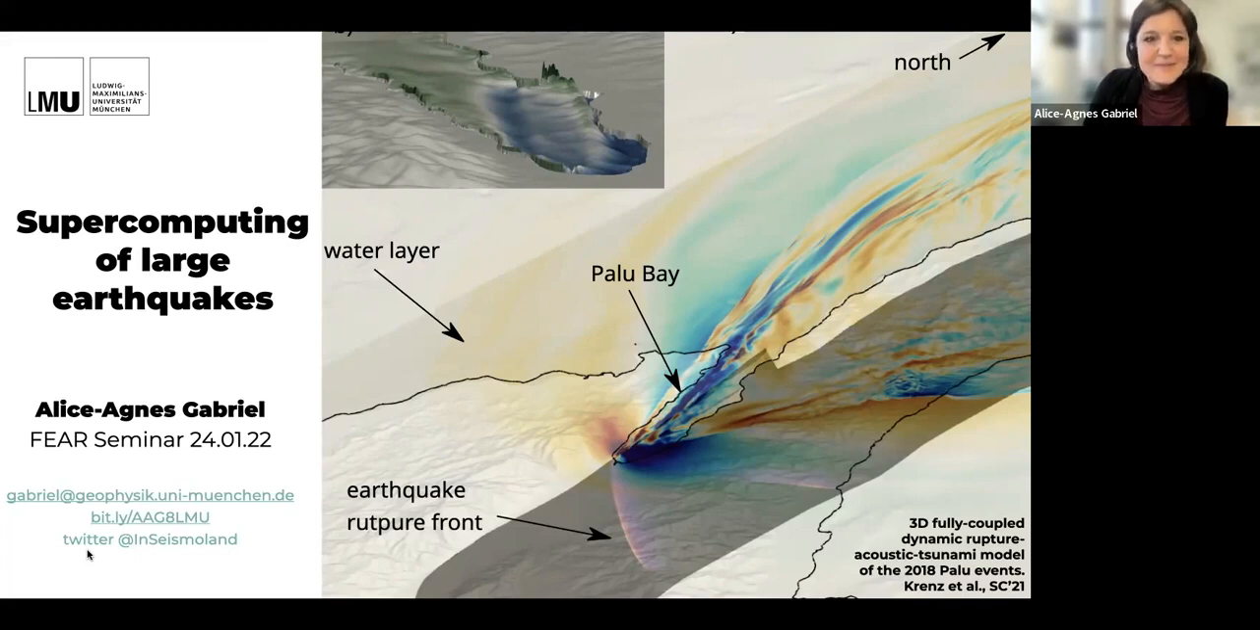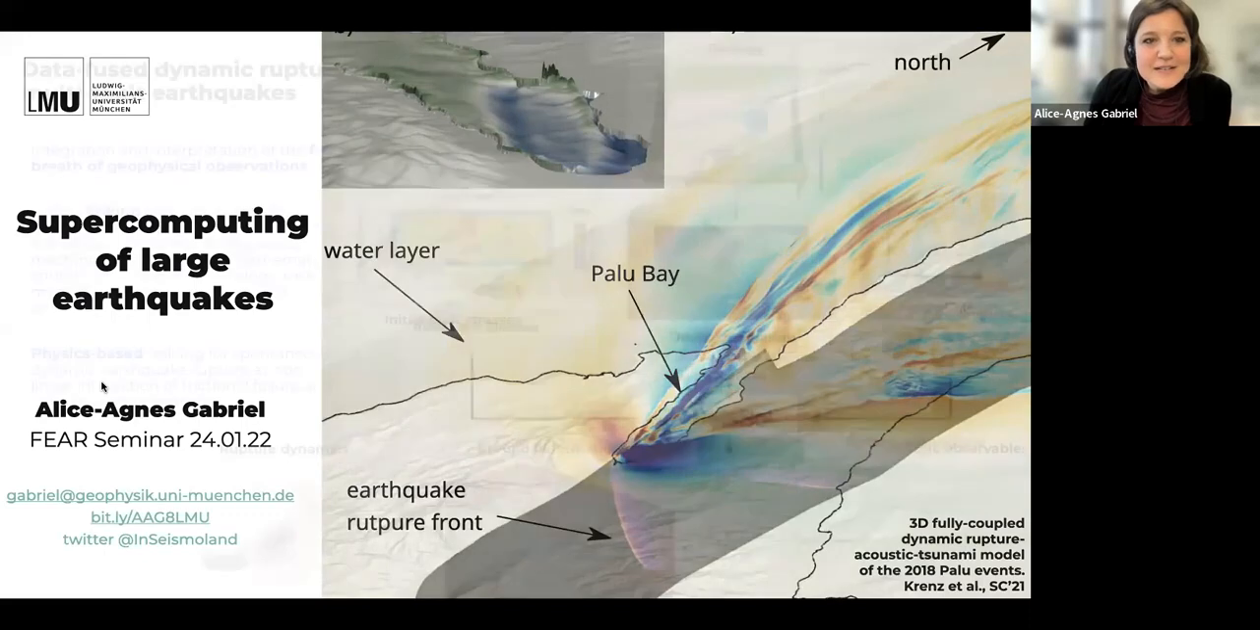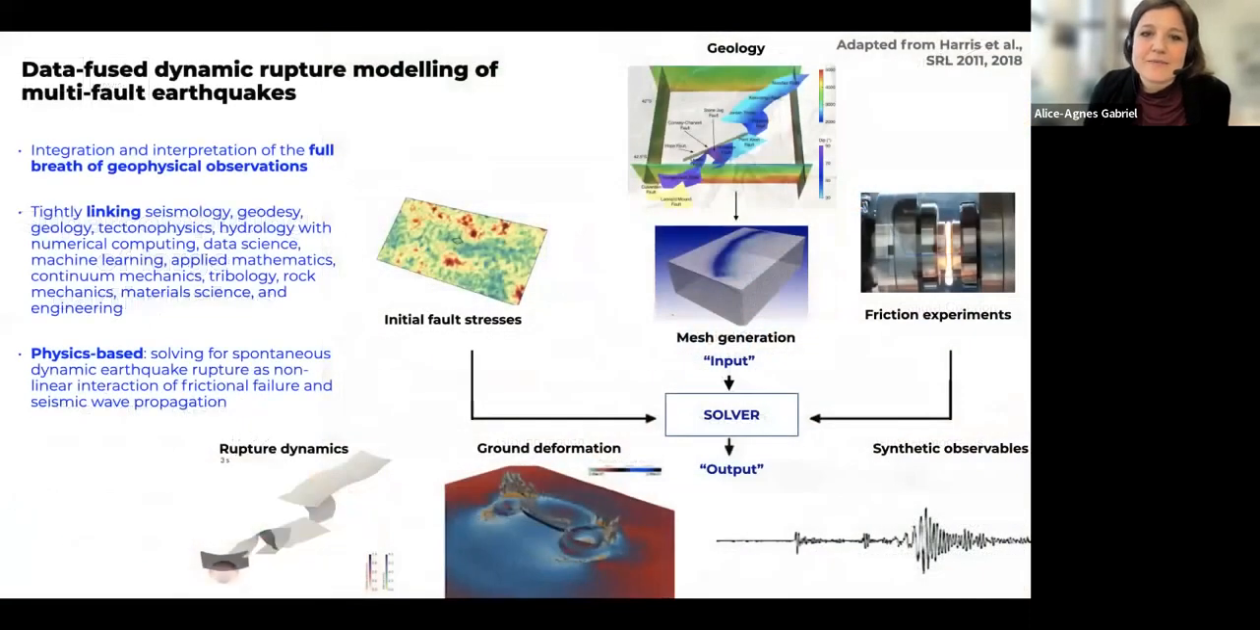And I start with an introductory slide about the method that I'll be using for most of the geophysical results and the simulation results I will be presenting during the seminar. So you could summarize the method as data-fused dynamic rupture modeling of multi-fault earthquakes. And this flow chart is adapted from community papers led by Ruth Harris over the last decade or so, verifying different codes for these kinds of dynamic rupture earthquake simulations.